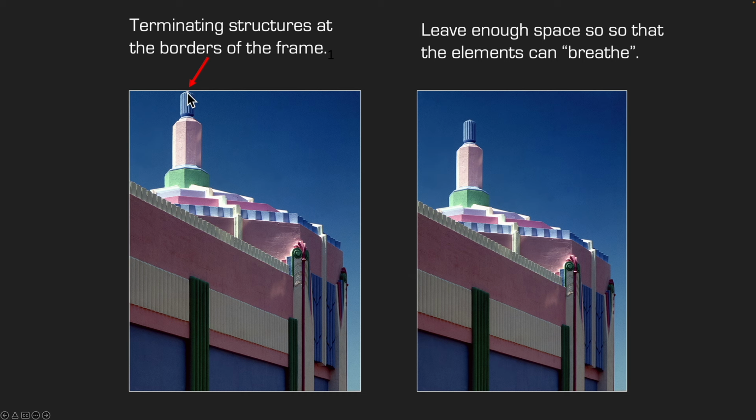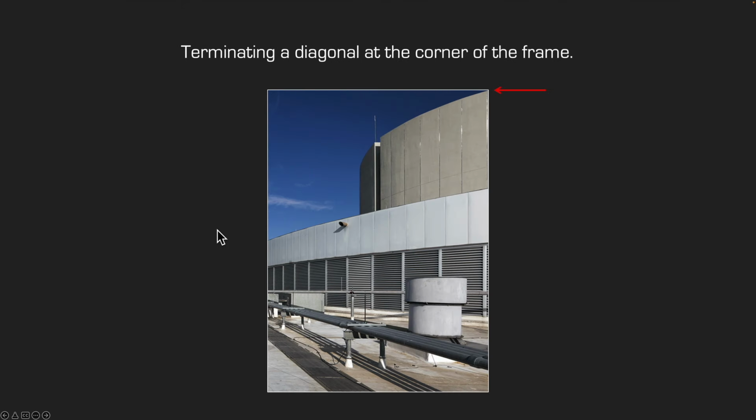But look what happens if you do something like this. If you terminate a structure right at the border, now you're calling my eye right up to here. Sense of depth is gone. Now I'm looking at a two-dimensional object. I don't want that. I want to give the illusion of 3 dimensions. I can't do that if I'm touching the border. Give it plenty of room so that this works. You're not calling the viewer's attention to the picture plane.